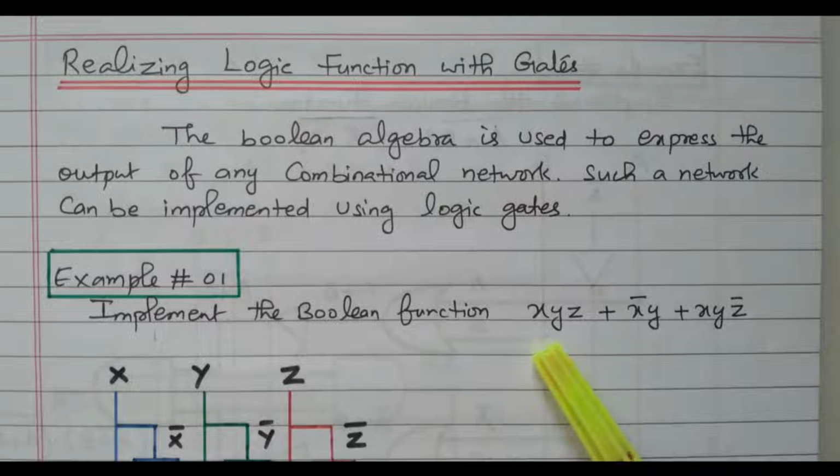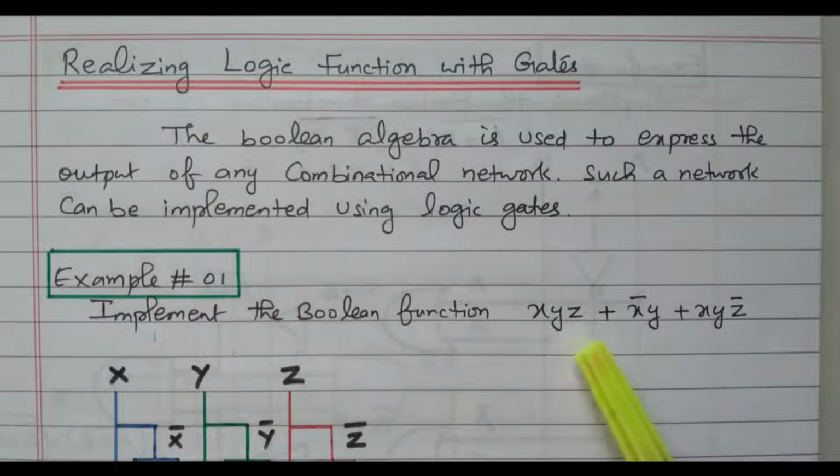Here three terms are available. In order to implement xyz, we need one AND gate. To implement x bar y, we need one more AND gate. To implement xyz bar, we need one more AND gate. So implementing these three terms, we need three AND gates. To get x bar, we need one NOT gate. To get z bar, we need one NOT gate.